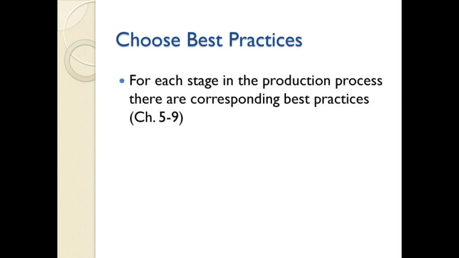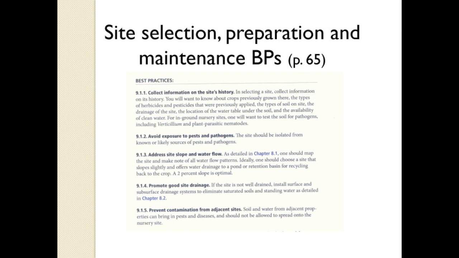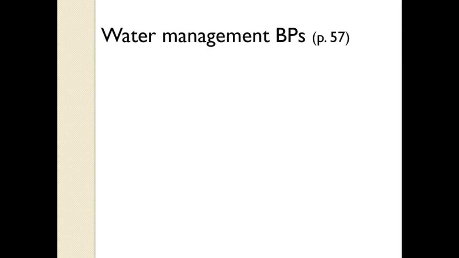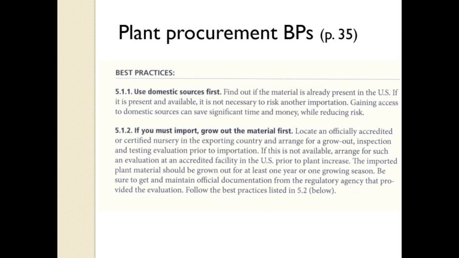Okay, and then I've talked about the best practices, which are described in detail in chapters 5 through 9. So here's an example of the checklist on page 17 for site selection, and then on page 65 are the corresponding best practices for site selection. And you can read through these on your own later. For water management, there's a checklist and then corresponding best practices. And then on page 57. And then plant procurement, again, a checklist and best practices.